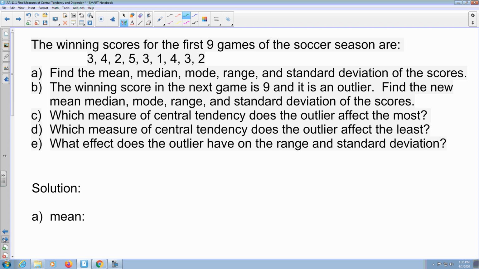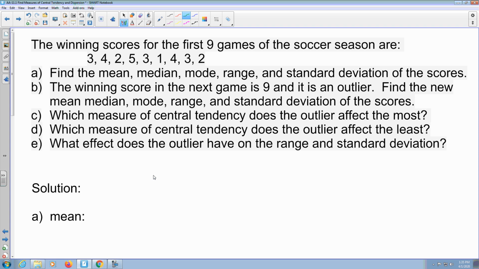All right, so here has some various directions. The first thing that it asks is it says the winning scores for the first 9 games of a soccer season are 3, 4, 2, 5, 3, 1, 4, 3, 2. All right, so it's asking to find the mean, median, mode, range, and standard deviation of the scores.